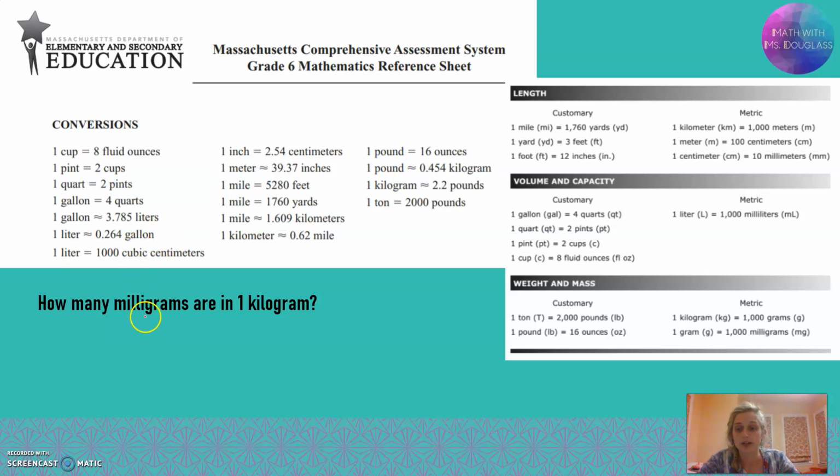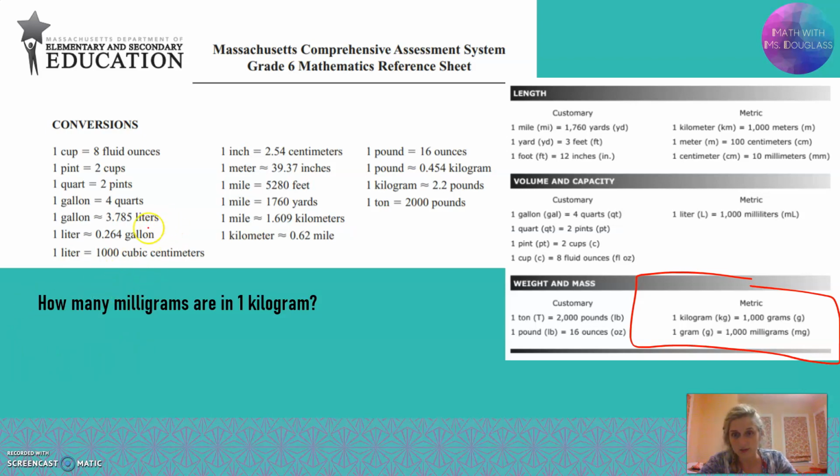How many milligrams are in 1 kilogram? So I'm going to look in my MCAS chart. Actually, I don't really see any metric conversions here, so I'm going to jump over. I borrowed the Texas version of this. They do have some, and I'm going to look down here. Okay, so I have 1 kilogram equals 1,000 grams, and then I know that 1 gram equals 1,000 milligrams. So I'm going to have to do a two-part conversion here.